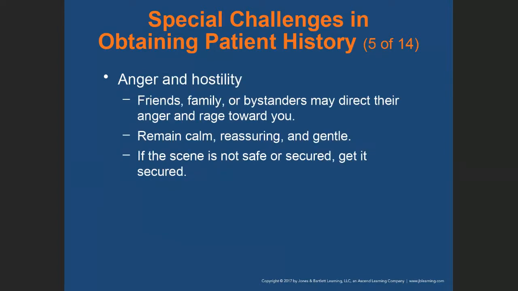Then you have the angry and the hostile patient. Friends, family, or bystanders may direct their anger and rage toward you. It can be from the patient specifically. Remain calm, reassure the patient and the family members as much as possible. Be gentle in your conduct. If the scene is not safe or secured, get it secured. Right? So if you don't feel safe, you probably need to back out.